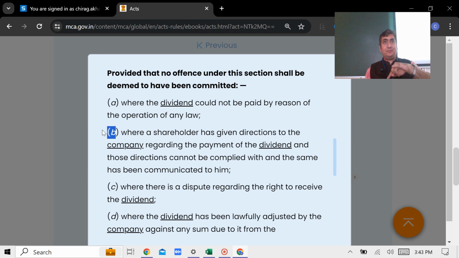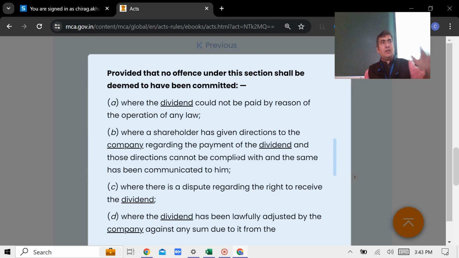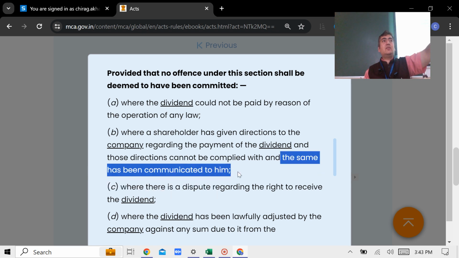Where a shareholder has given the directions to the company. In my question, direction was given or not given? That he wants a specific method. Regarding the payment of the dividend, and those directions cannot be complied. The direction was given, but company couldn't comply this because of any reason. And the same is what? What mistake is made by the company?